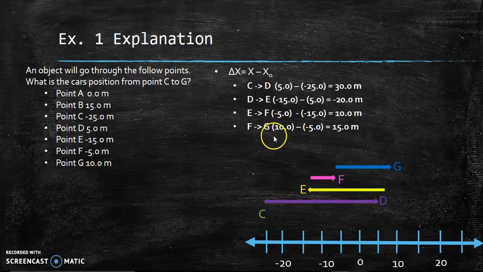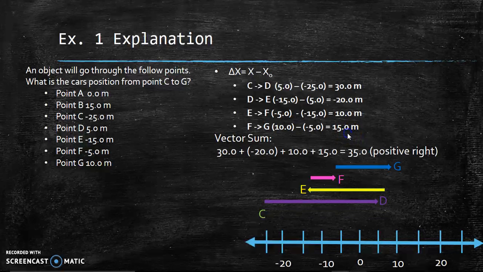Then we can go to F to G. So F is at negative 5, G is at positive 10. So if we plug those two numbers in from the final minus the initial, the final is 10 minus the initial, which is negative 5. So 10 minus negative 5 equals positive 15 meters. Alright, so now since we found each individual vector, we're going to add the sum of those vectors. So we're going to have 30 plus negative 20 plus 10 plus 15, and that's going to give us a positive 35.0 in the right direction, or the positive direction.